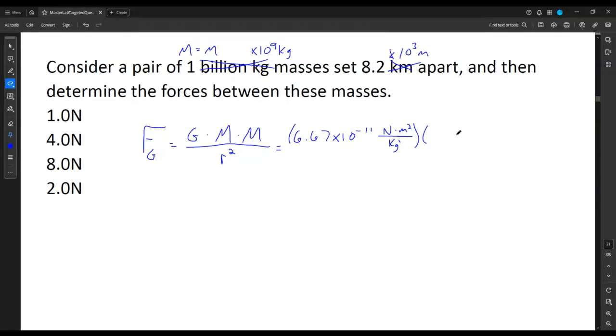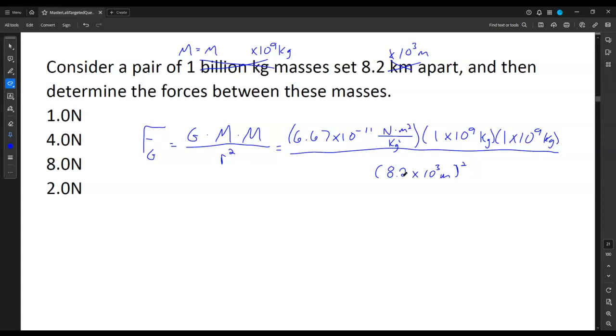So pair of masses, 1 billion each. So 1 times 10 to the 9. If they'd been 3 billion, it'd be 3 times 10 to the 9. If it was 1.4 billion, it'd be 1.4 times 10 to the 9, and so on. And then there's 2 of these identical. So I'm just going to write that again. And then all of that goes over the separation distance squared. So 8.2 kilometers, I'm going to write as 8.2 times 10 to the 3 meters.